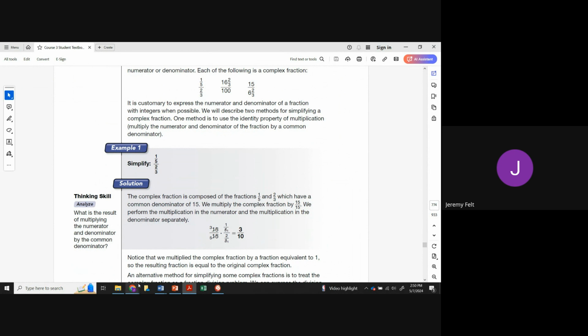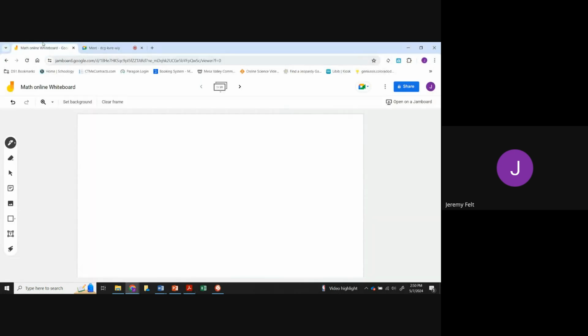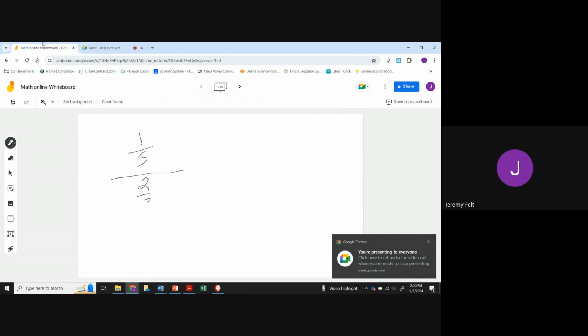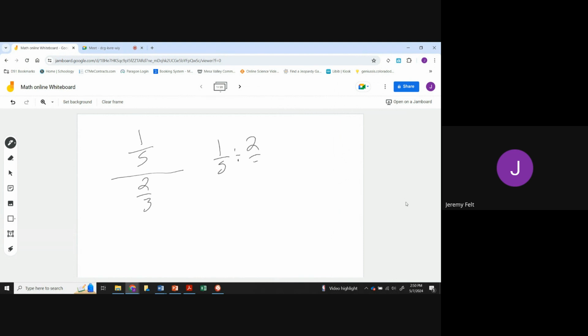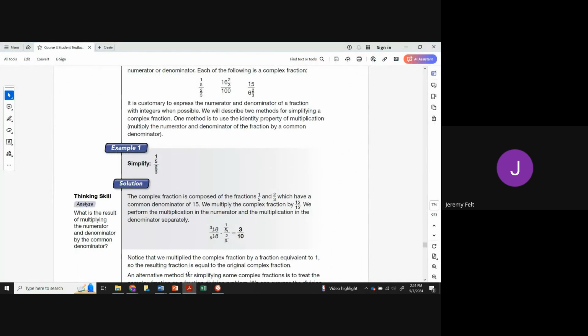If we have 1/5 over 2/3, this is my numerator and this is my denominator. How I would go about doing this is I would say this is just division. Well, this is 1/5 divided by 2/3. Remember, keep, change, flip. Dividing by a fraction is the same as multiplying by the reciprocal. So 2/3 becomes 3/2, and we end up with 1 times 3 over 5 times 2. So 3/10. That's the way I would go about doing it.